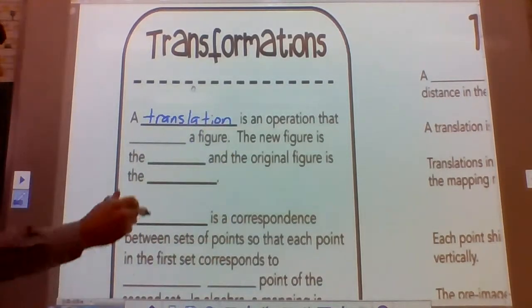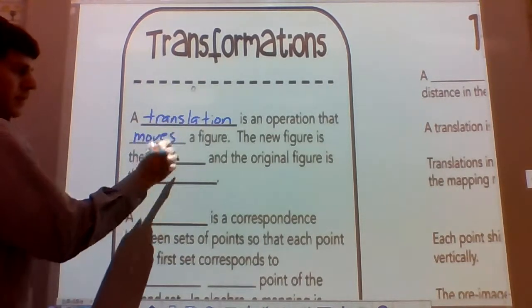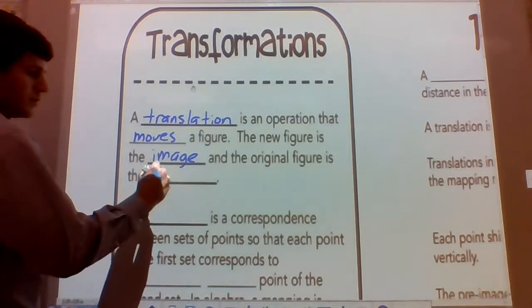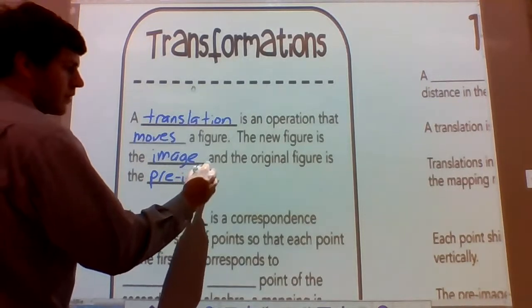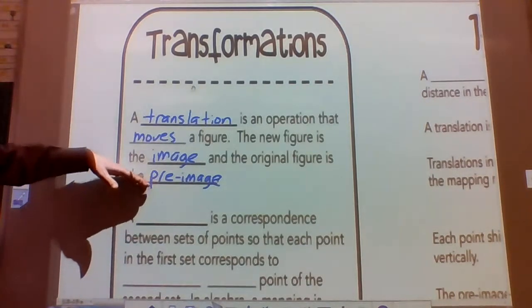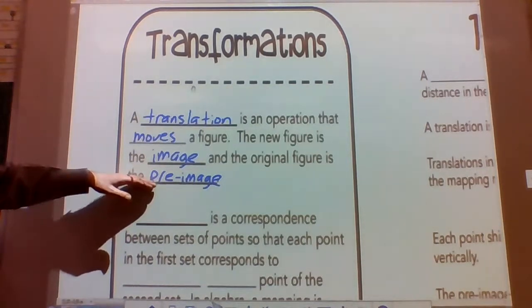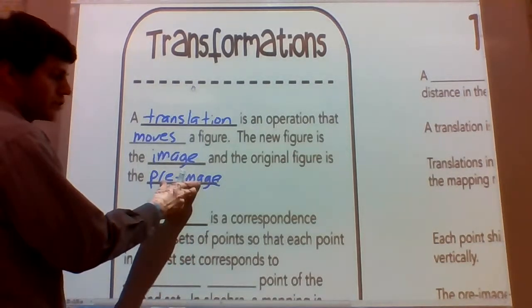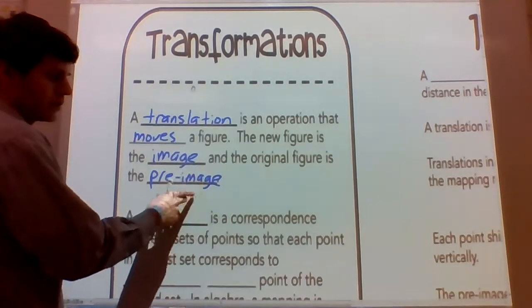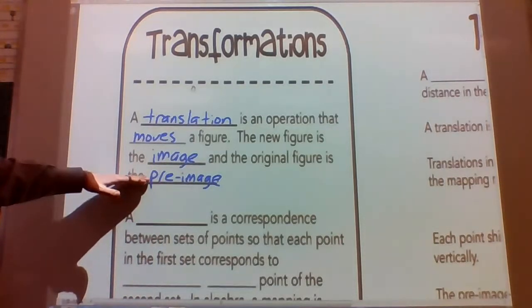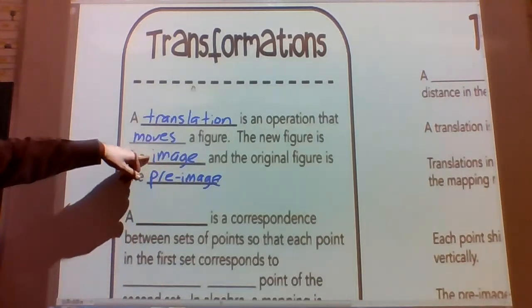Okay, is an operation that moves a figure. Okay, the new figure is the image, and the original figure is the pre-image. Okay, so a translation is a type of transformation. Okay, we're going to take an image, some sort of geometric figure. It could be a circle, a line, a triangle, quadrilateral, any sort of geometric figure. And we're going to translate it from the pre-image. We're going to be given a pre-image. We're going to translate it, and the translated figure is called the image. Pre means before, so we're taking a figure before, we're translating it into the image.